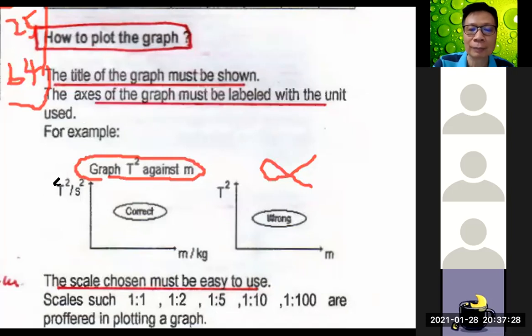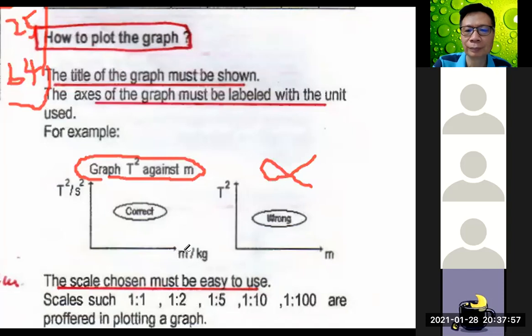And the next one, the axes of the graph must be labeled with the unit. You see here? You must put t squared, then the unit second squared. Here put mass m, unit kilogram. Remember, this is a common mistake by candidates in the SPM. They don't write this. Sometimes they plot the graph, everything correct, but never write anything here. Very stupid. Then you get minus marks like that. Must write. Remember all these things.